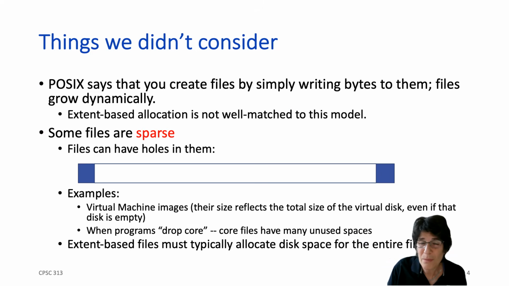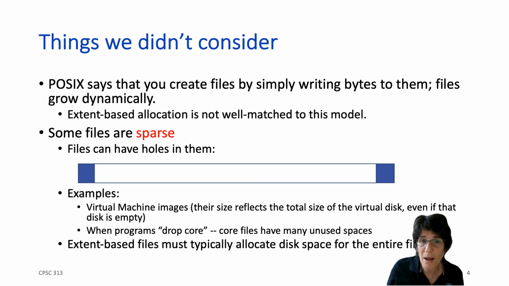And so if you tried to implement this with an extent-based system, these extents are big contiguous chunks, you would end up allocating disk space for these big extents, and that would be very, very wasteful. Now you might think, well, that's stupid. Why do we build files with holes in them? But it turns out that there are really important use cases where files have holes.